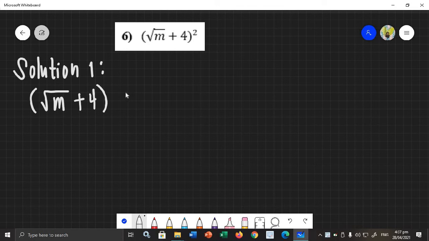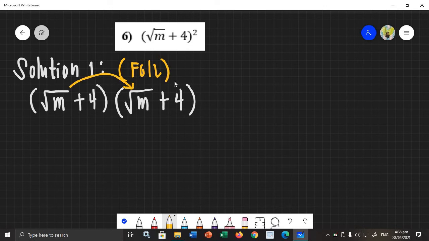So, it will become like square root of m plus 4 or quantity square root of m plus 4 times quantity square root of m plus 4. And then just use FOIL method to solve the product. So let's multiply the first terms. So square root of m times square root of m. That will be equal to square root of m squared. No? And square root of m squared is simply m.